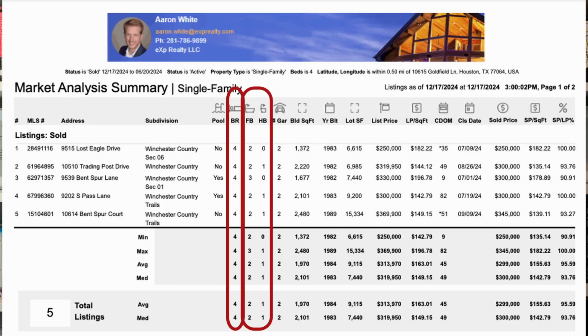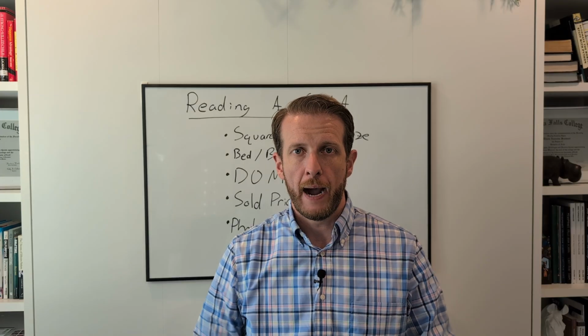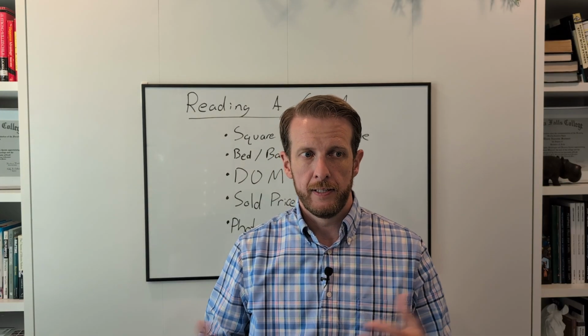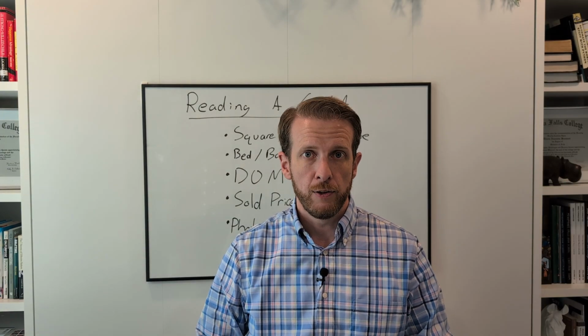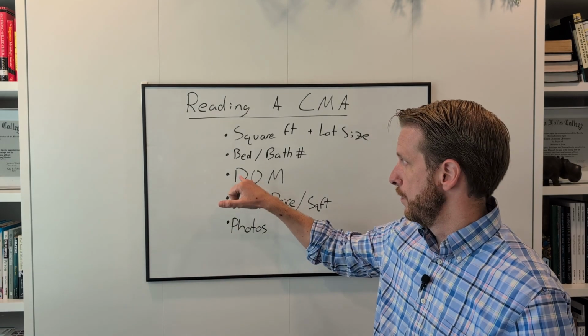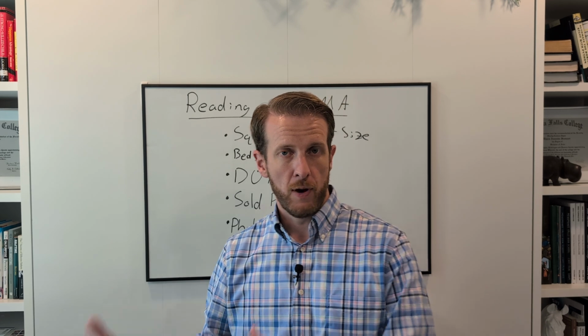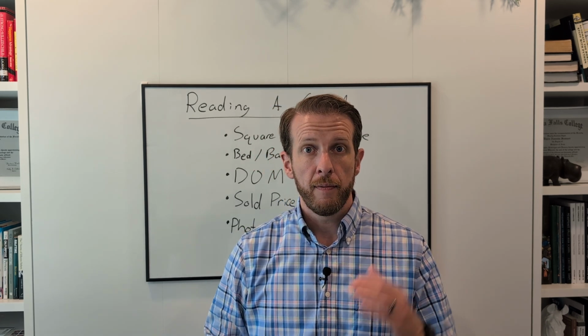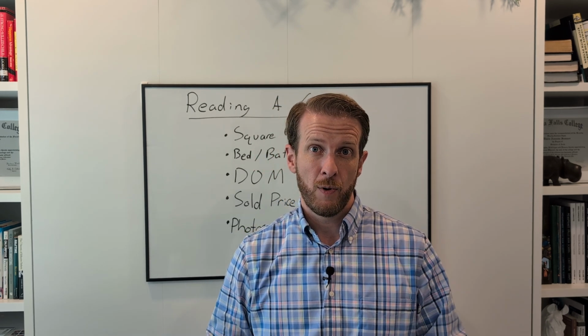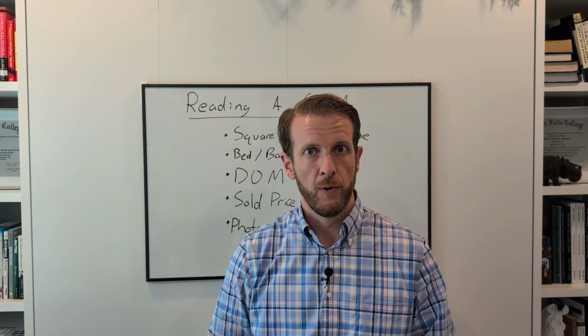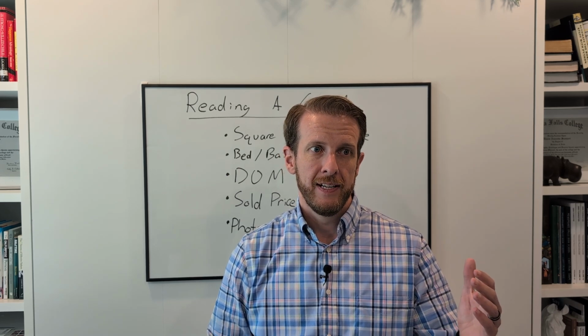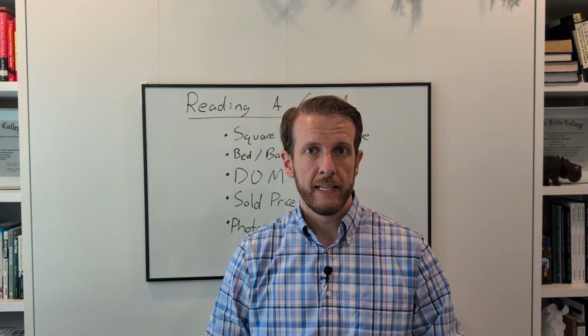Of course, we want to look at the number of bedrooms and the number of bathrooms that house has, because that can impact the value of a property in that neighborhood. And of course, we want to look at days on market. If it has a really high days on market compared to other properties in the area, then probably the market rejected that price for a while until finally a buyer got there. So if it has a high days on market, it's possible that it was priced incorrectly.